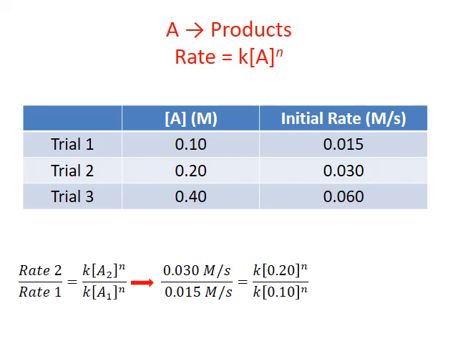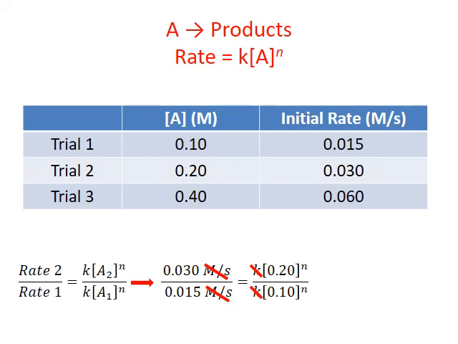Next, we're going to simplify everything. So we're going to cancel out everything that we can cancel out and reduce ratios, hopefully, to one number. So we'll start with canceling out our units. Our rate units will cancel out on the left-hand side. And we can also cancel out the rate constant k. k divided by k will reduce to 1.